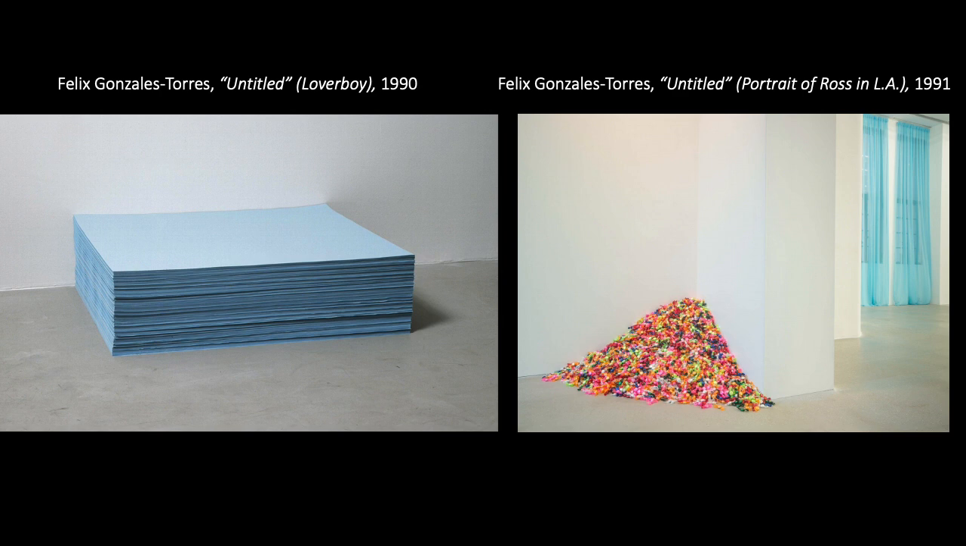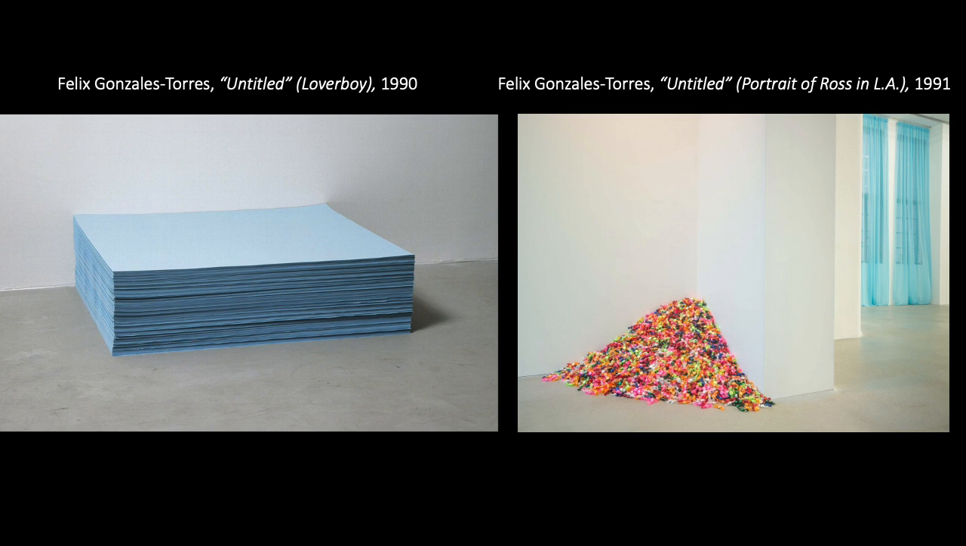On the left, the stack of pale blue napkins or papers on the gallery floor was left with instructions for visitors to take a napkin with them, and so as they do so, the stack disappears. On the right, we have a pile of individually wrapped candies weighing about 175 pounds, which would have been Ross's ideal healthy weight. Again, viewers were invited to take a piece of candy from the pile as they moved through the gallery, and so the pile slowly disappears.